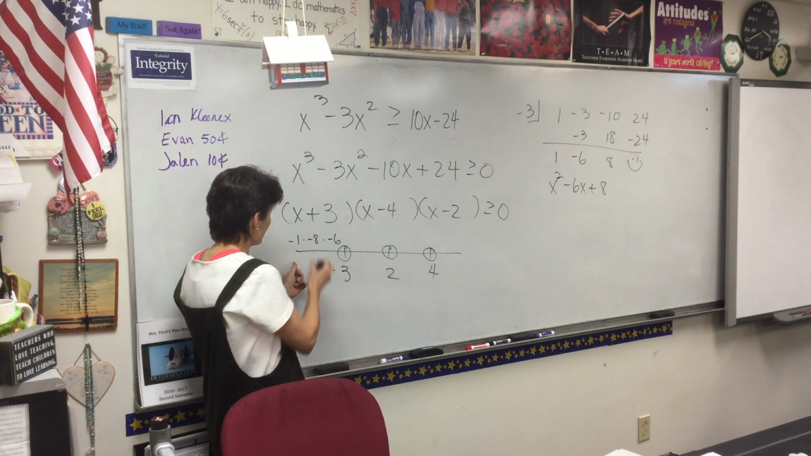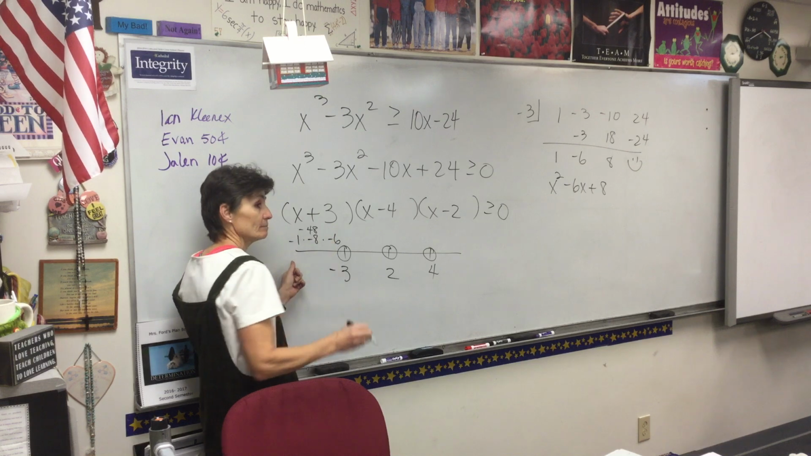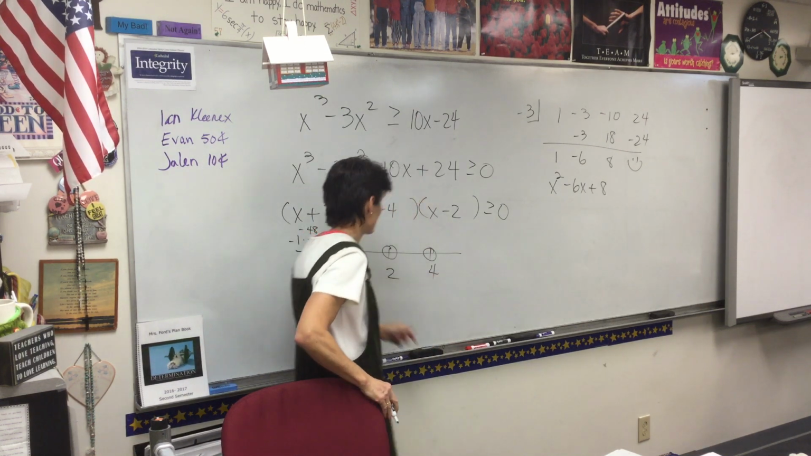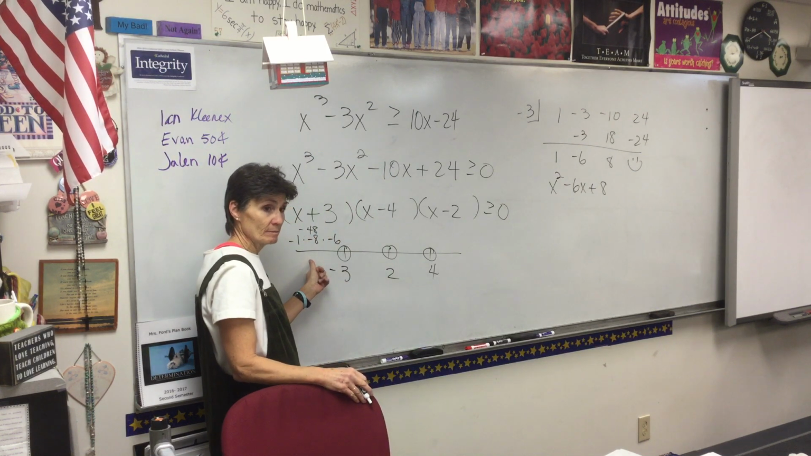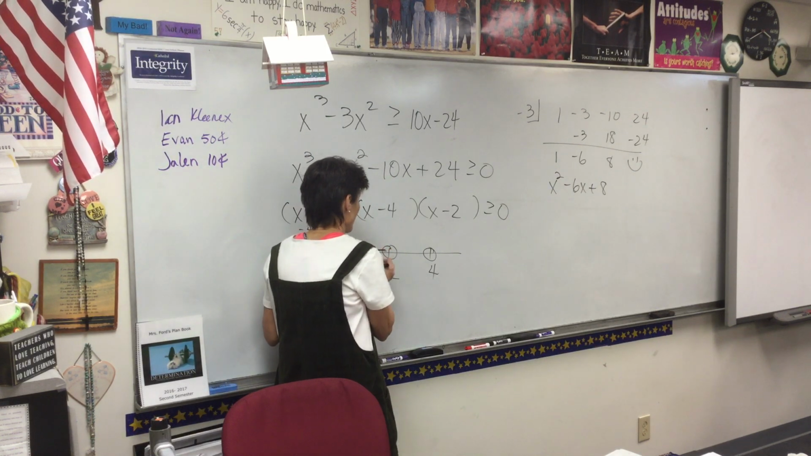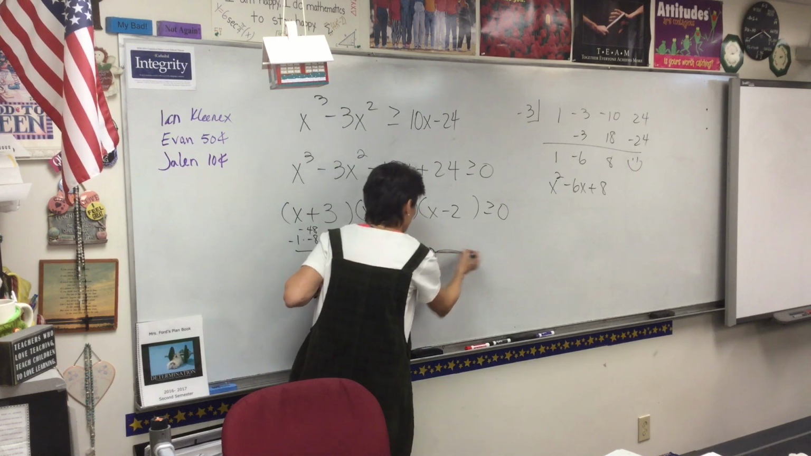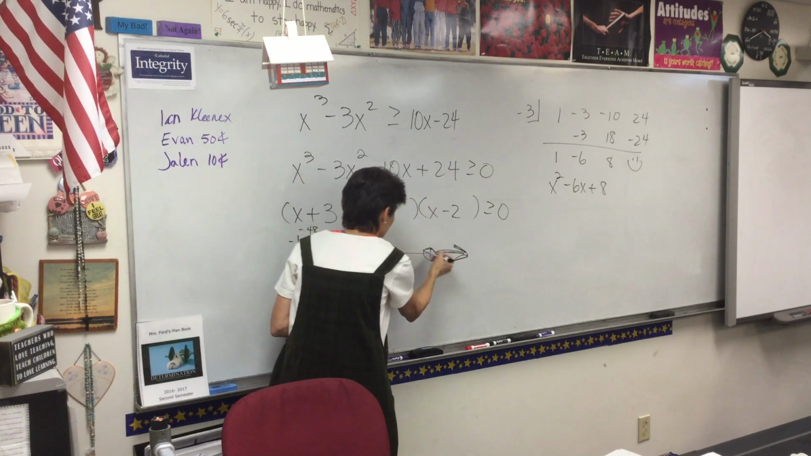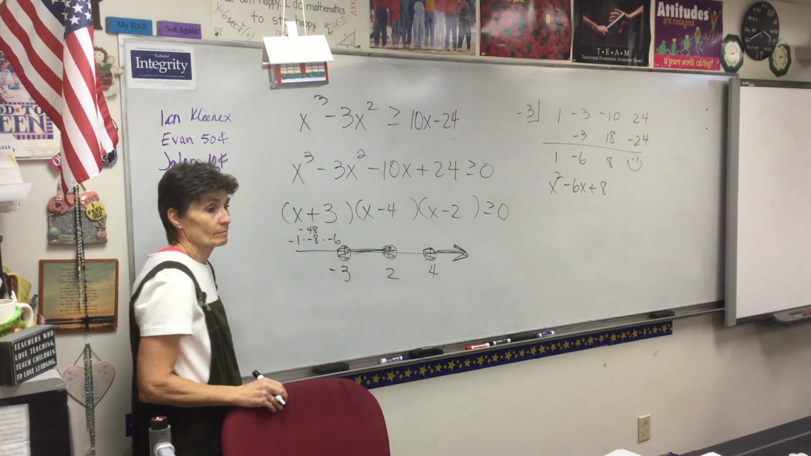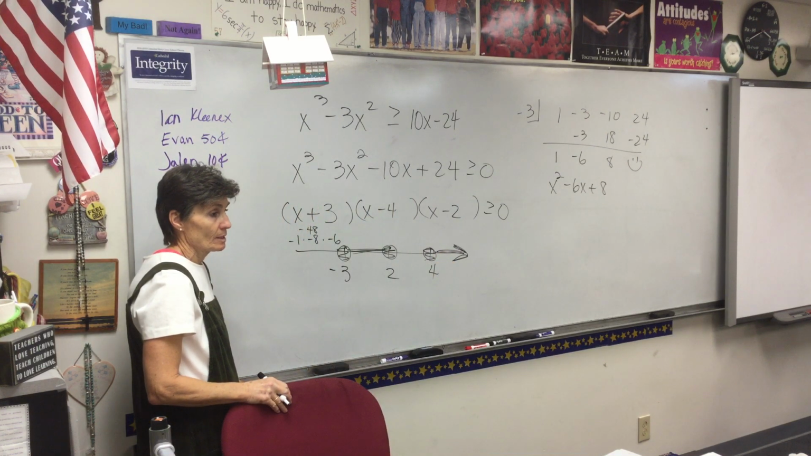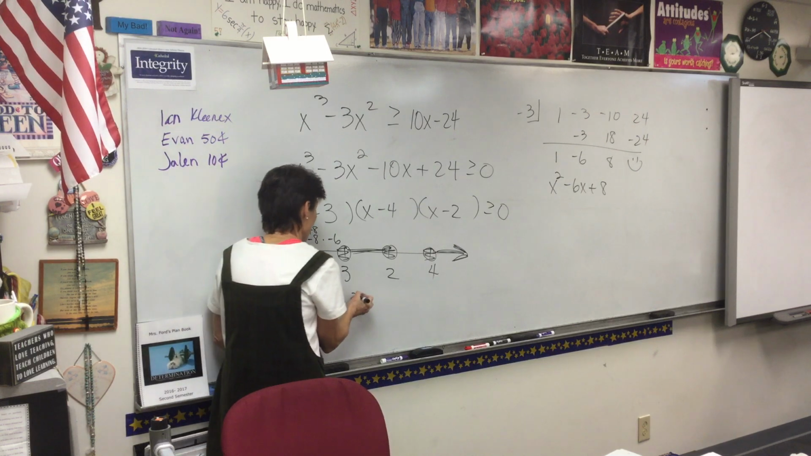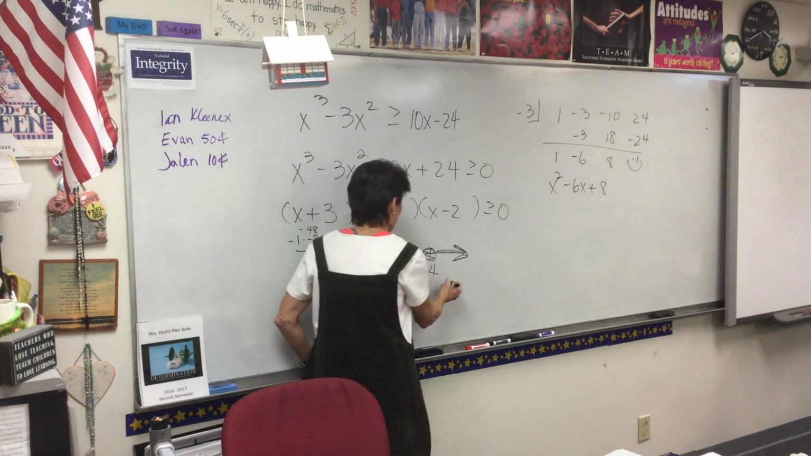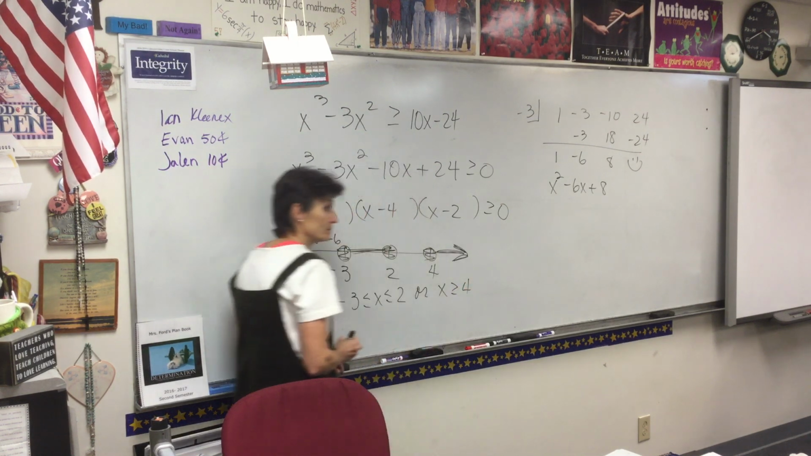which is -48. Is that bigger than 0? Don't shade it. So I don't shade that one. So I will shade this one. And I think my dot should be colored in. So I write that: everything between -3 and 2, or everything greater than 4.